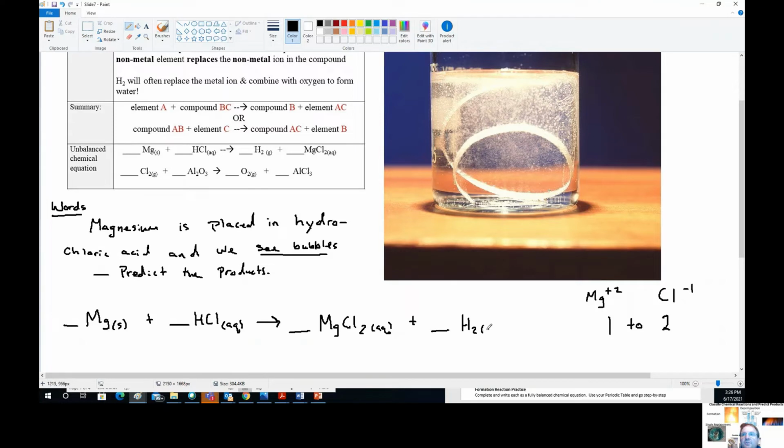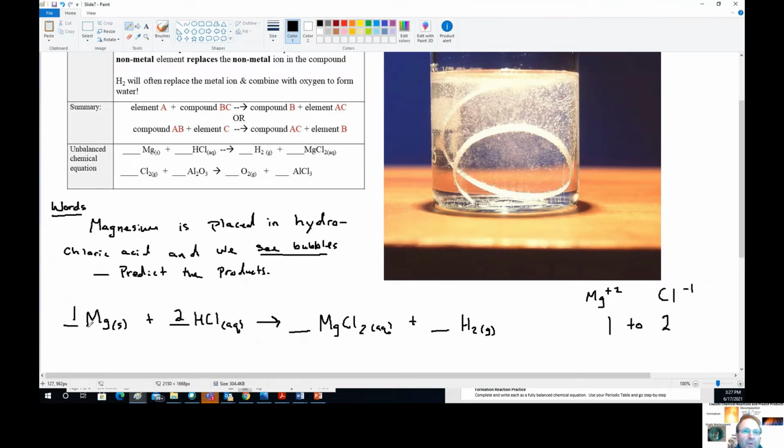H2, hydrogen gas. Okay, is it balanced? 2 chlorines, 1 chlorine. Let's put a 2 there. Oh, we had 2 hydrogens as well, I think. We've just balanced it, because 1 magnesium, 2 hydrogens, 2 hydrogens, 2 chlorines, 2 chlorines. It's balanced.